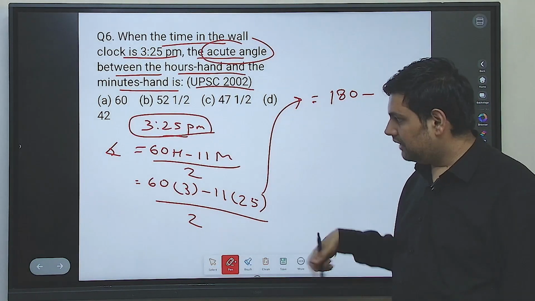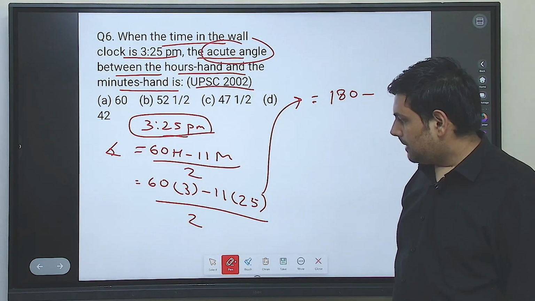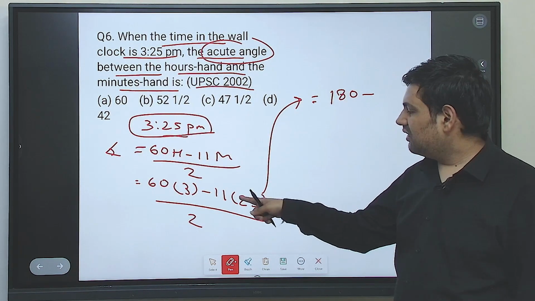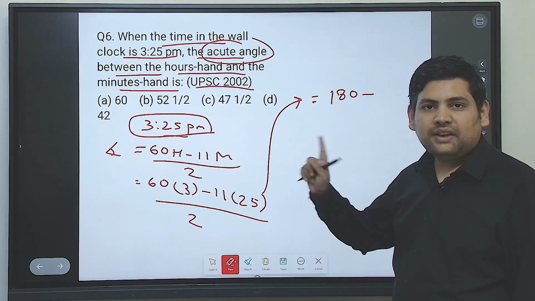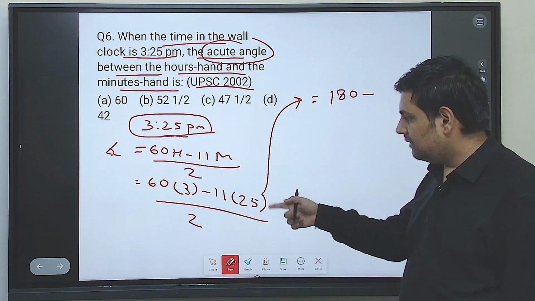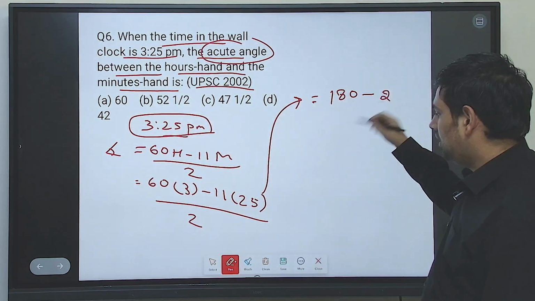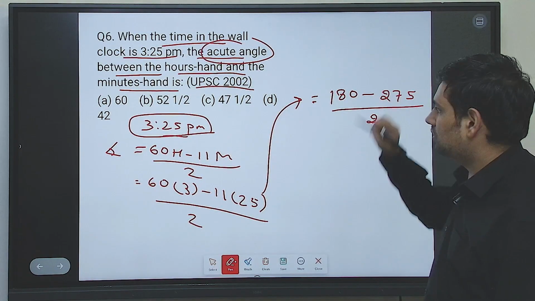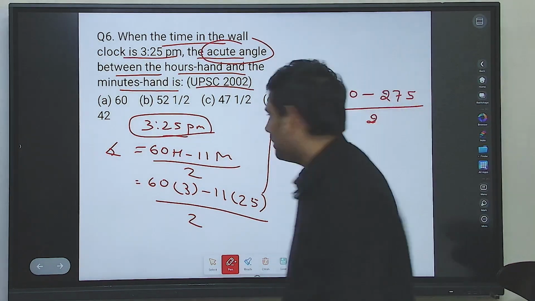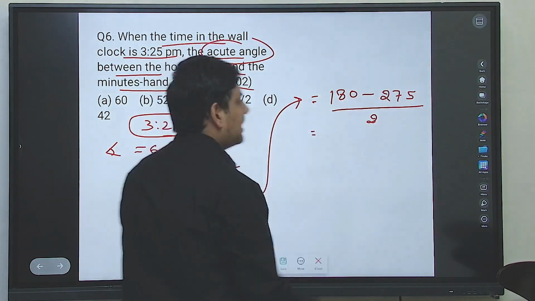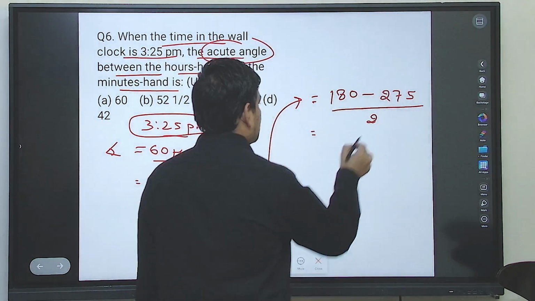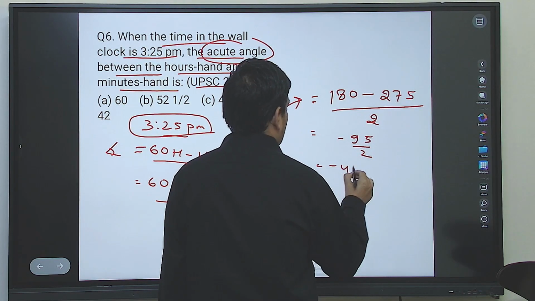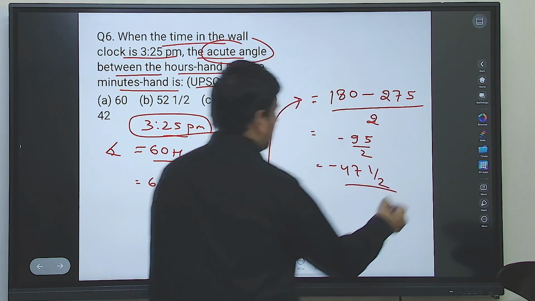What will 11 into 25 be? 25 into 11. 25 into 10 is 250, plus 25, so minus 275 by 2. Correct? So this will come out to be 180 minus 275. That means minus 95 by 2. That means minus 47 and a half.